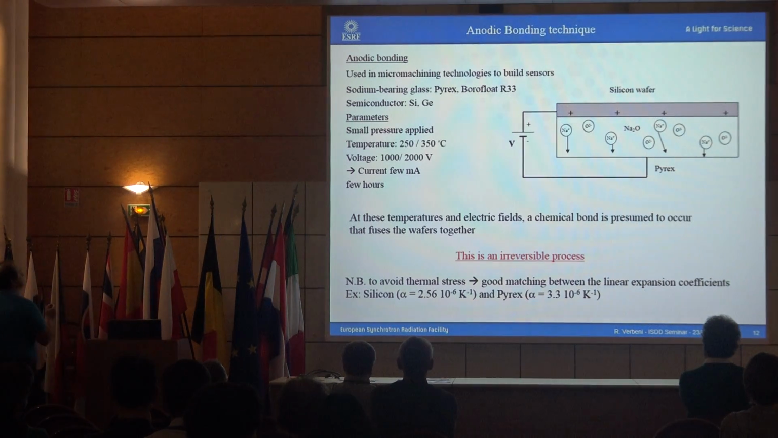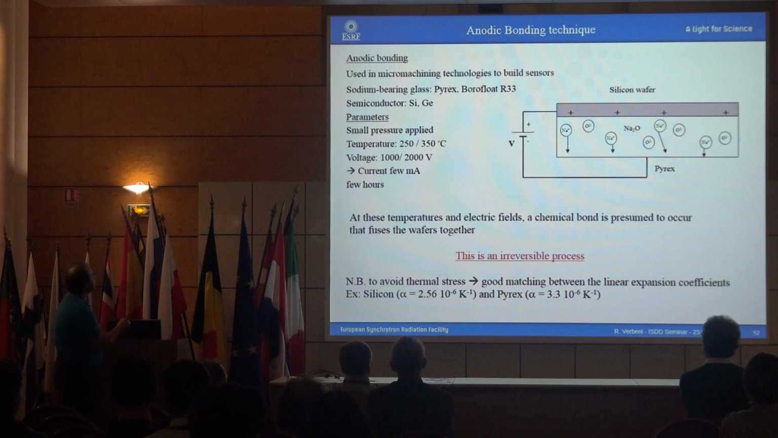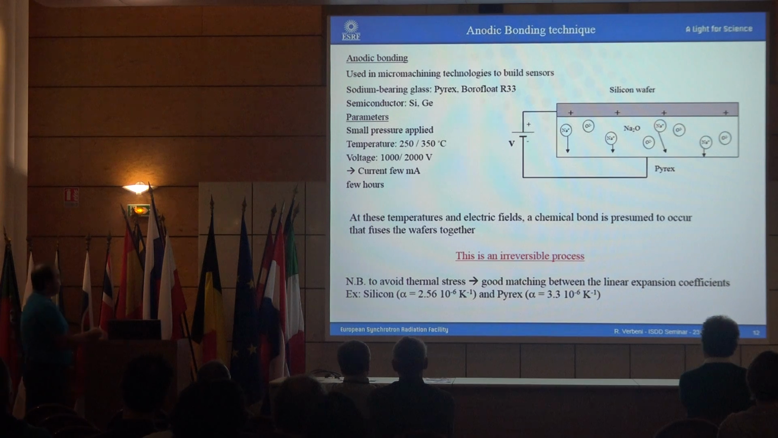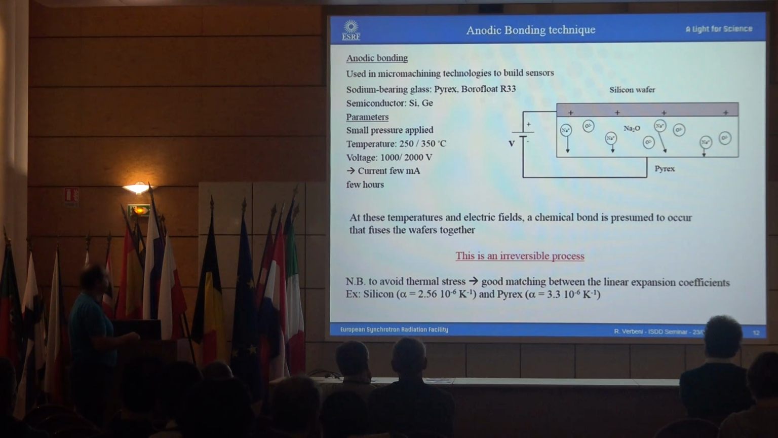So now, before talking about the anodic bonding machine, I will introduce the anodic bonding technique. Maybe not everyone knows about it. This is a bonding technique very much used in micro-machining technology to build sensors. It's based on sodium-bearing glass, which can be Pyrex or Borofloat, and a semiconductor, basically silicon, or sometimes also germanium. The principle: you take the two wafers, you have to clean the two surfaces very, very well, very flat, so no dust particle, nothing in between. You contact the two surfaces, apply a small pressure, and raise the temperature. In our case, it's around 250 to 350 degrees Celsius.